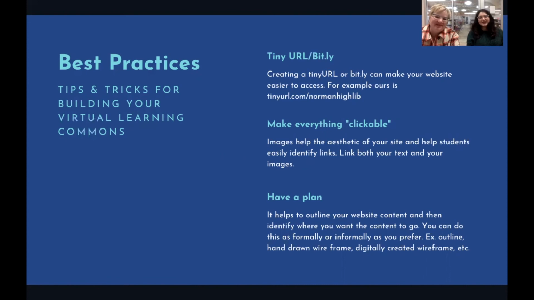So our best practices, like tips and tricks for building your virtual learning commons. The first thing is that when you create a Google site, it's not going to have a short URL. It's going to be Google site / blah, blah, blah. And so it's helpful to have a tiny URL or a bit.ly that can make your website easier to access. For example, ours is tinyurl.com/NormanHighLit.